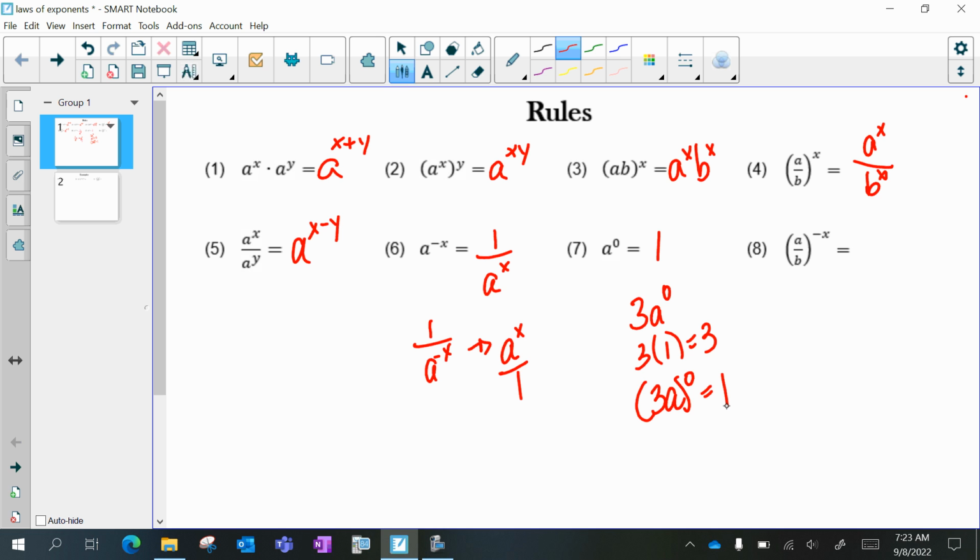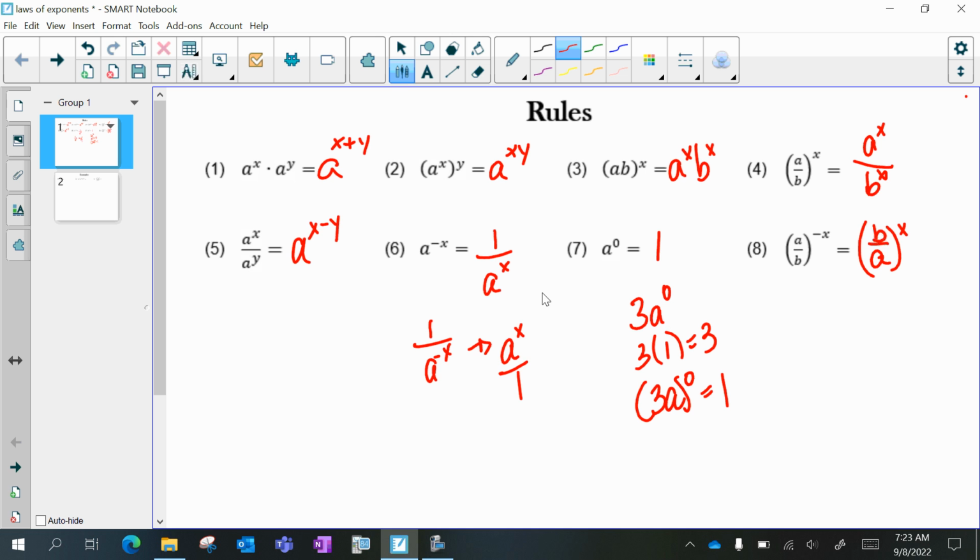And number 8, working with negative exponents, once again, you are going to form the reciprocal, so this becomes b over a to the power of x. You could do this if you wanted to in multiple steps by giving that negative exponent to both the numerator and the denominator and then working with the negatives, but it's just as easy if it's in a parentheses, flip the entire fraction, forming the reciprocal, and then make it a positive. So those are your rules that you should have seen in previous courses.